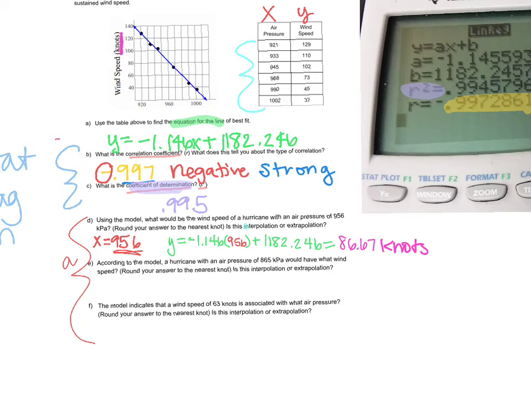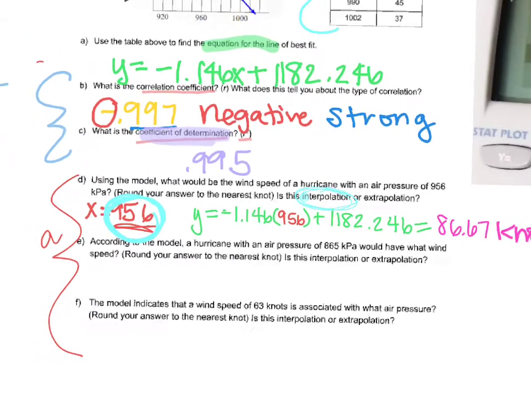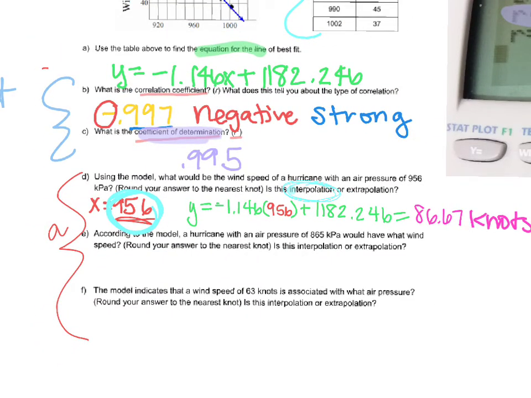And we look at this problem which says 956. So would 956 fall in between these numbers? If it would, it's interpolation, which it would in this case, because 956 is between 921 and 1002. So this problem would be an interpolation problem because 956 is inside the data that we're given. But let's look at problem E.